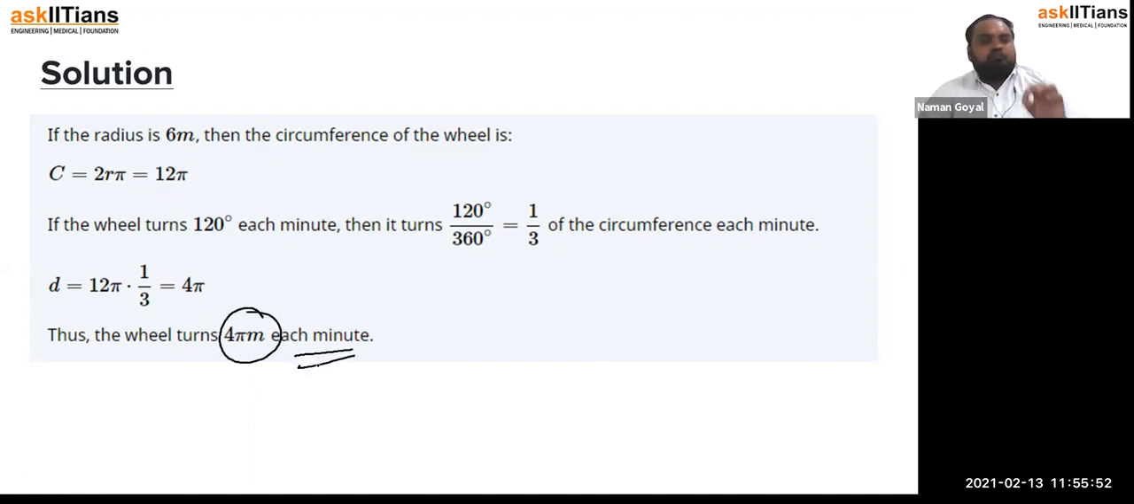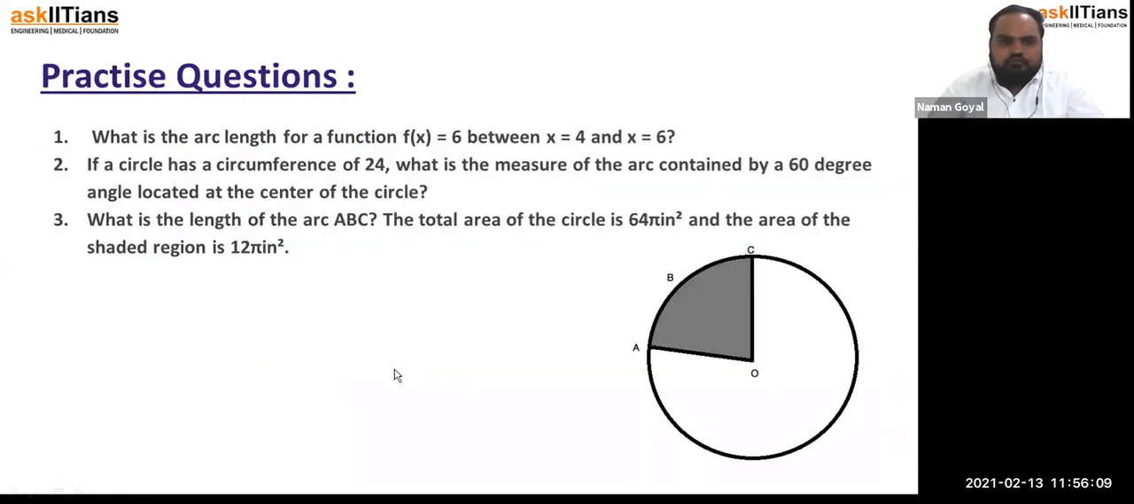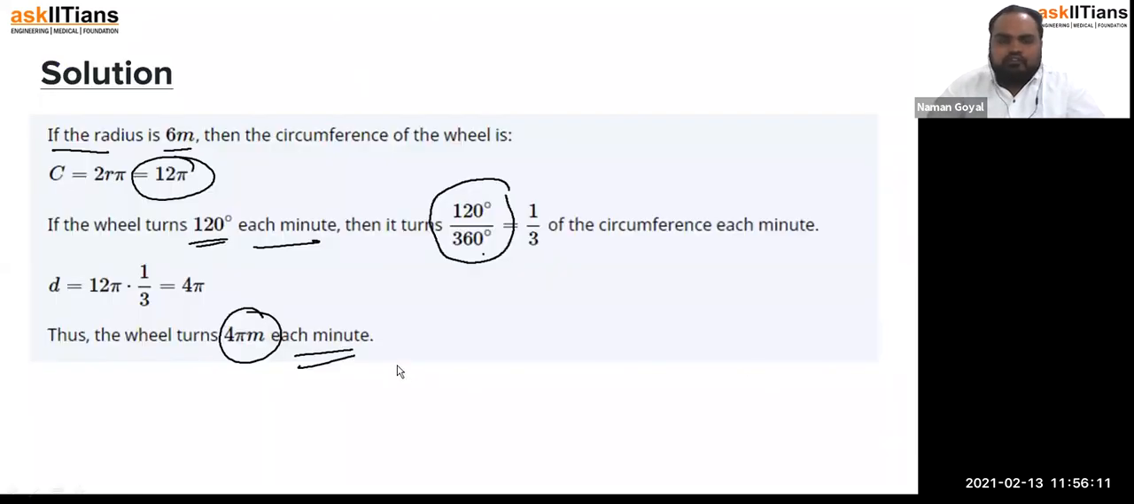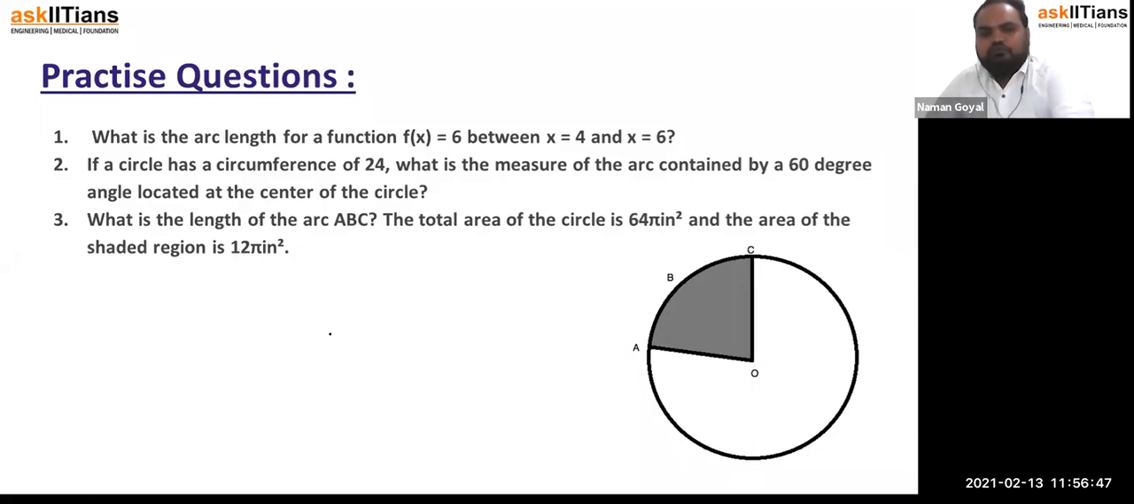Okay. So in boards, you have to write down the solution in a particular manner. See, if the radius is 6 centimeter, then the circumference of the circle is 2 pi r, which is 12 pi. If the wheel turns 120 degree in each minute, then it turns 120 degree by 360 degree. Okay, so we can do it like that. Very nice. Now there are some practice questions we have to do, one by one. First we are going to start with this question.